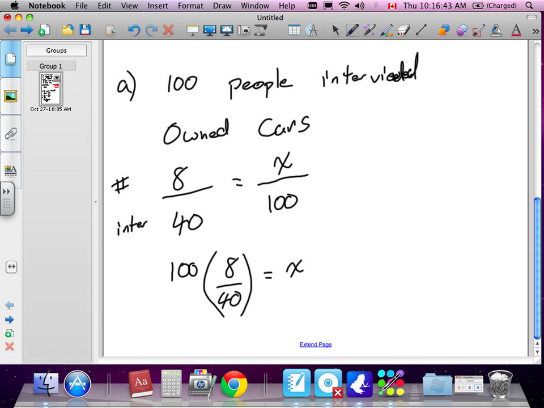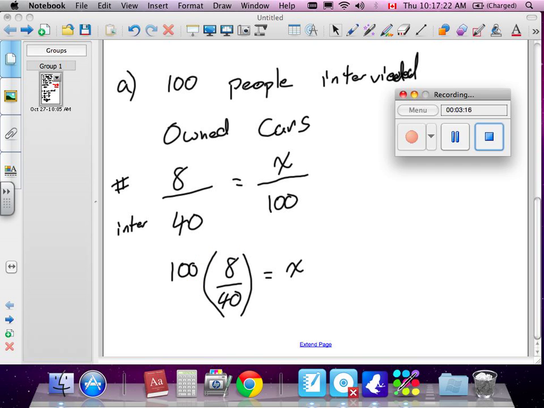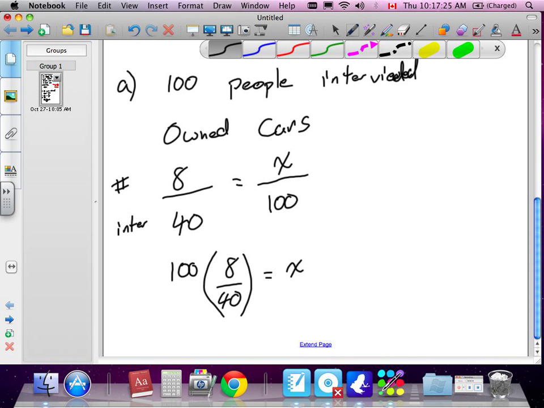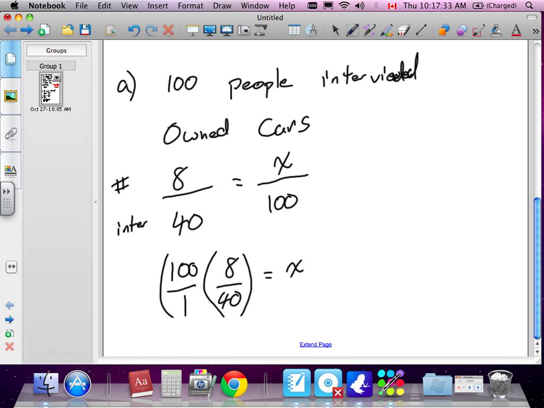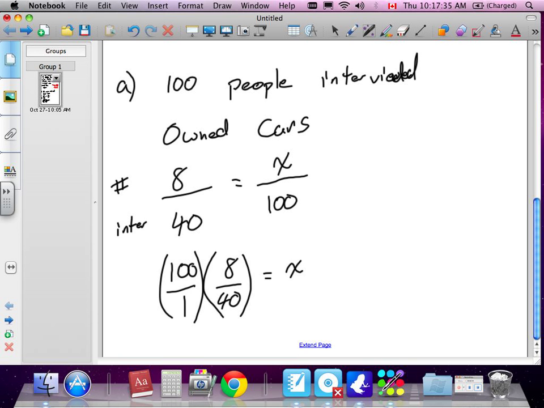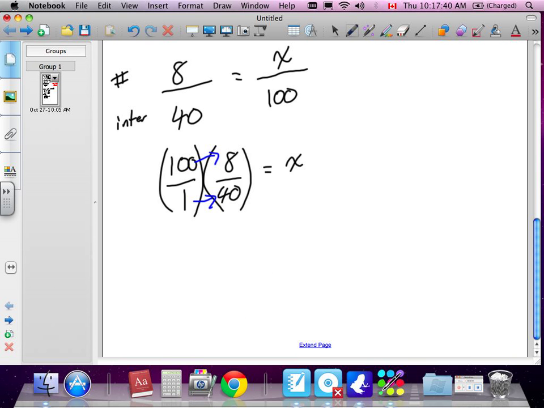Now, I have 2 choices. I can either divide this fraction, get a number, then multiply by 100, or I can multiply the 100 into the fraction and then divide by 40. So, we're going to multiply here. When we multiply fractions, technically 100 as a fraction is 100 over 1. And when we multiply fractions, we do the top numbers by each other and the bottom numbers by each other. We're going to have 800 divided by 40 is equal to X.